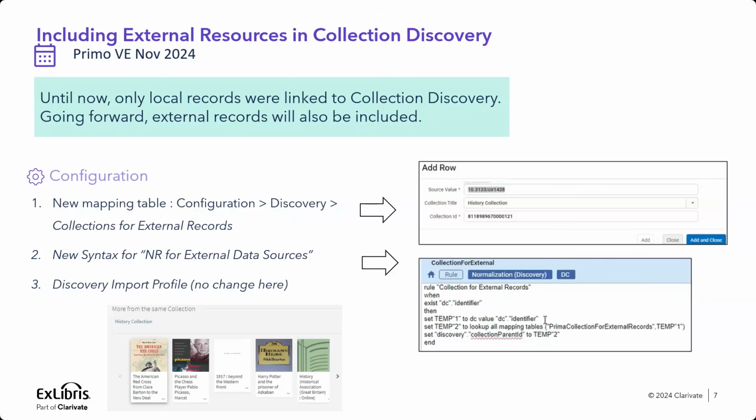This will be extremely beneficial for customers that transitioned from Primo Classic to Primo VE, as in Primo Classic, customers were able to do it using pipes normalization rules. Record can be linked to more than one collection, and this is applied on all data formats: Dublin Core, MARC, Unimarc.